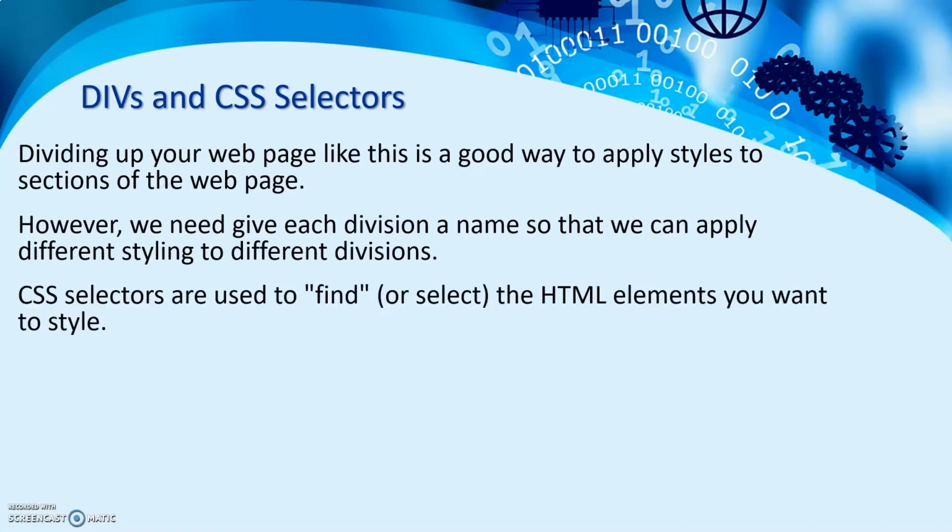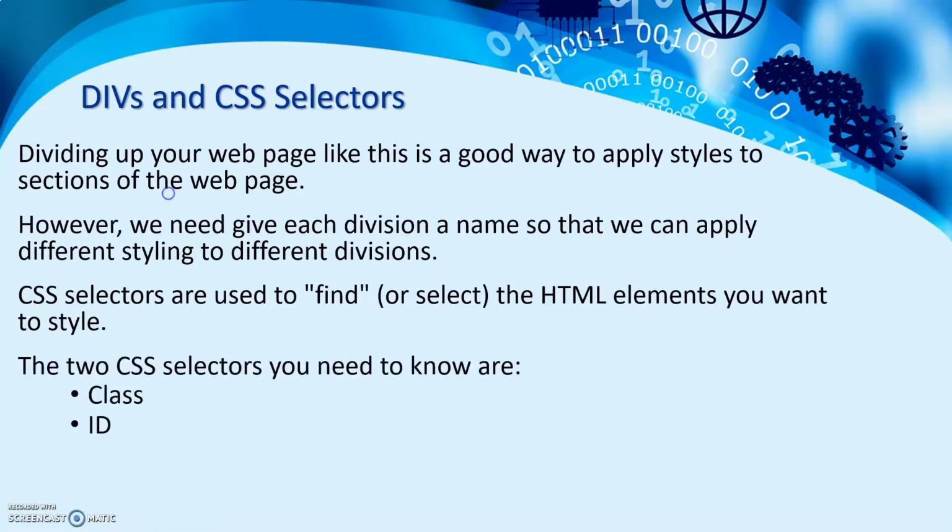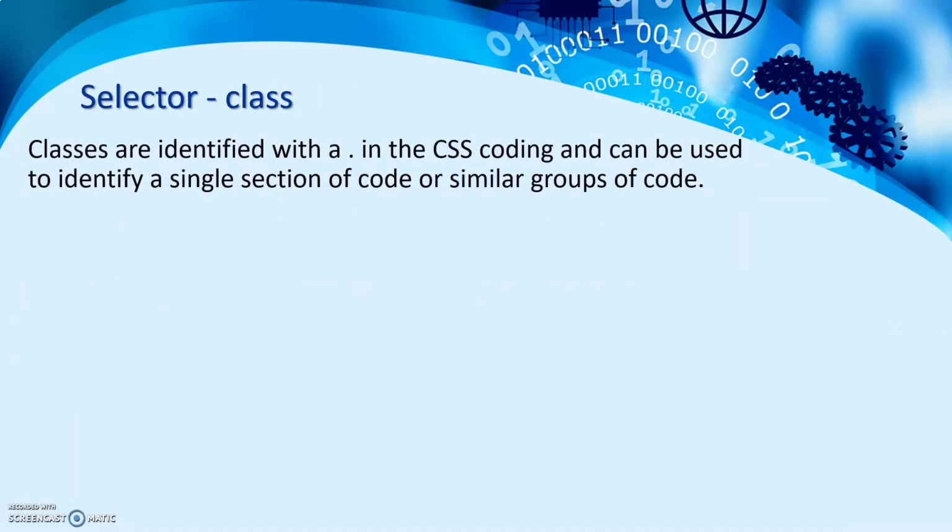And the CSS selectors that we're going to learn about, class and ID, are used to find or select the HTML elements that you want to style. And there are two that you need to know about, class and ID. Okay, class and ID. So we're going to look at class first.